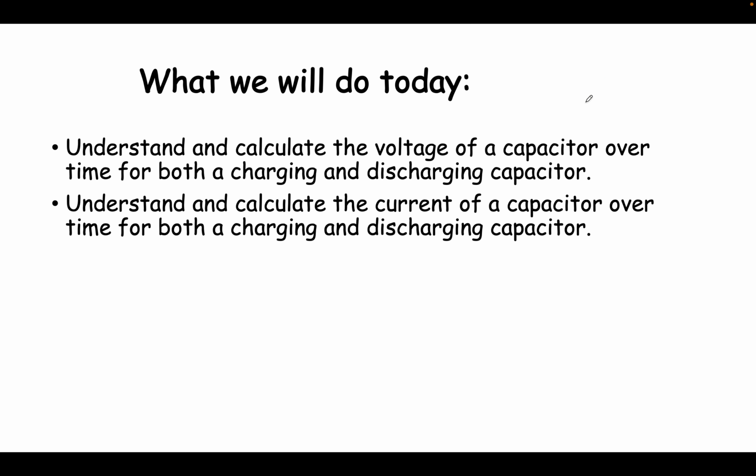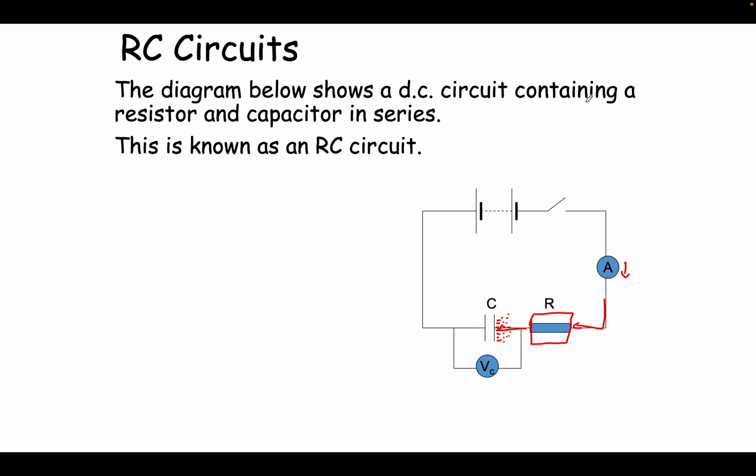So the plan is we're going to understand and calculate the voltage over time, the charge over time, and we will even know about the current over time when it's charging and discharging. So for a circuit which has a capacitor, we need to have something called an RC circuit, a resistor and a capacitor. So this is how it would typically look. You have your battery, you have a switch, ammeter, voltmeter just to check, and then you have your resistor which controls the current, and then your capacitor which holds the charge on the plate.